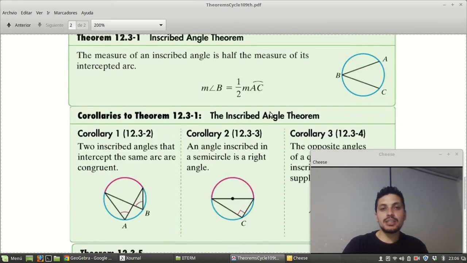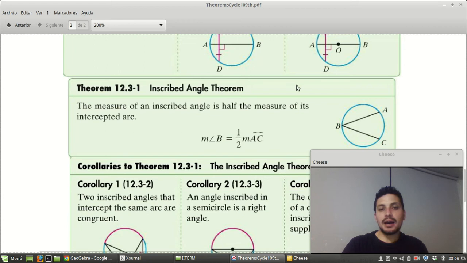And here I have the inscribed angle theorem. So as I have the inscribed angle theorem, it means that this is the theorem I can use to solve the situation. So let's see what the inscribed angle theorem says. It says that the measure of the inscribed angle is going to be a half of the measure of the arc. A half of the measure of the arc.